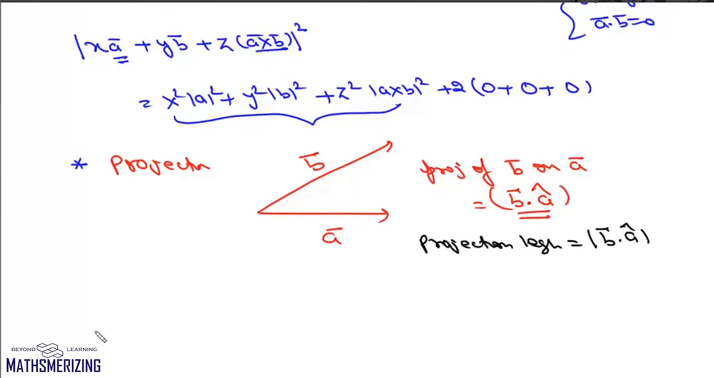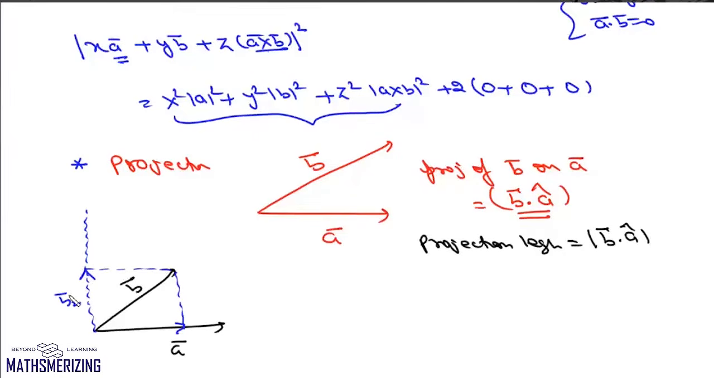Now suppose we have two vectors A and B, and if we have to resolve this B into two perpendicular vectors, one in the direction of A and another one in the direction perpendicular to A, then this is B1 and this is B2.